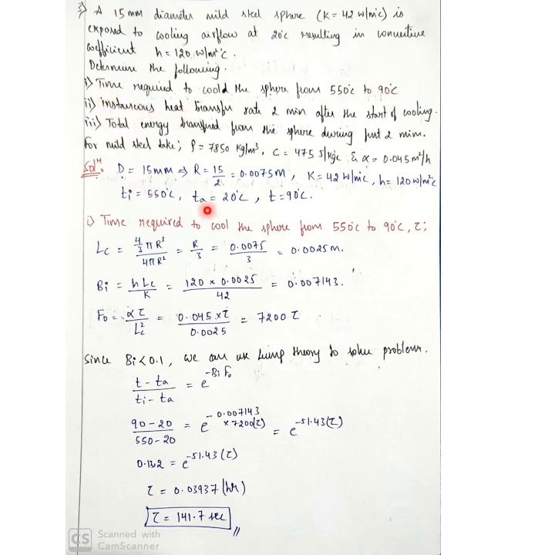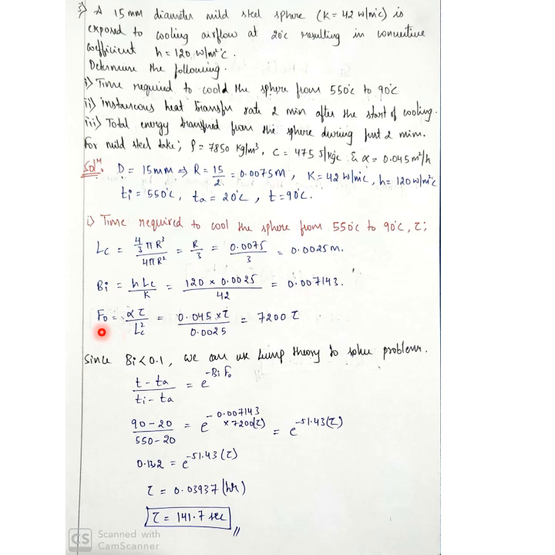So let's solve the problem step by step. Just note down the values as given in the question. The first thing is to find the time required; initially you have to calculate the characteristic length, that is the volume of the sphere divided by the surface area of the sphere, as we calculated in the previous one. If you cancel it you will get r by 3. If you substitute R, you will get the characteristic length. Similarly, Biot number is nothing but HLC by K. If you substitute, the value will be 0.007143.